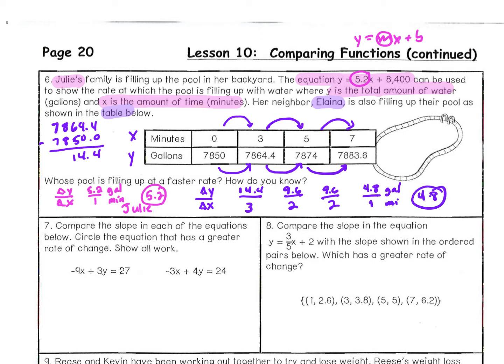So if I look at this now, the question was, whose pool is filling up at a faster rate? And how do you know? Well, Julie's pool is filling up at a faster rate per minute. She's able to fill it with 5 and 2/10 gallons every minute, while Elena is filling it with 4 and 8/10 gallons. So let's write that Julie's pool is filling up at a faster rate.